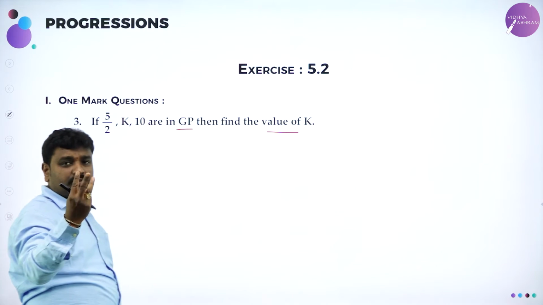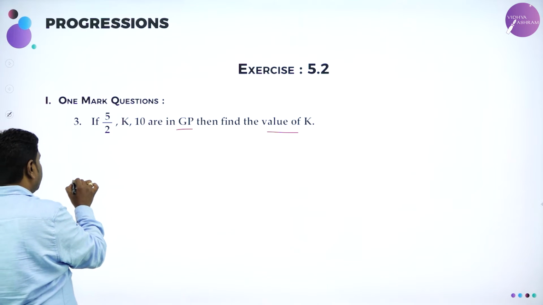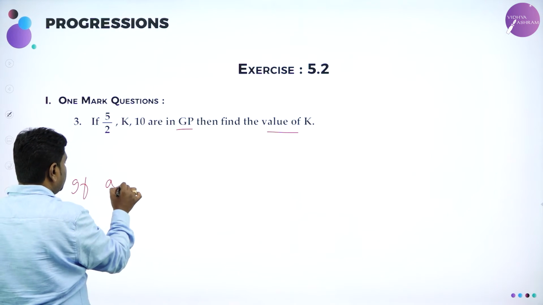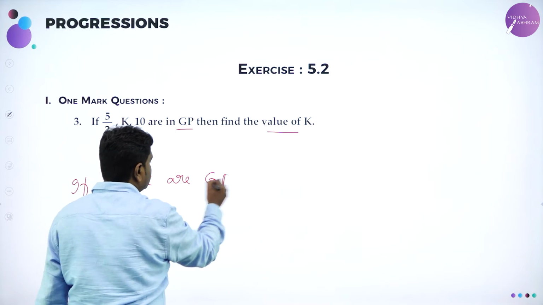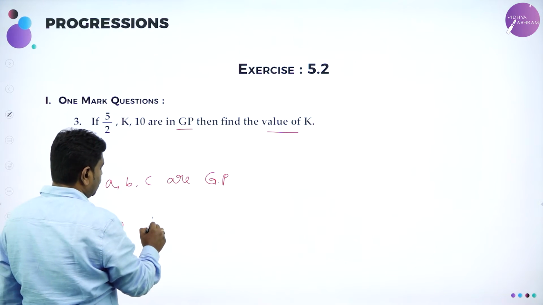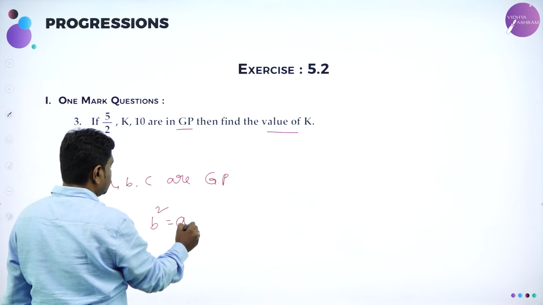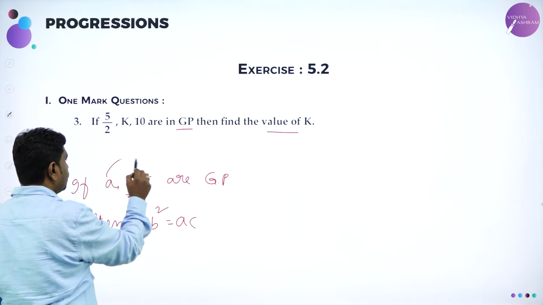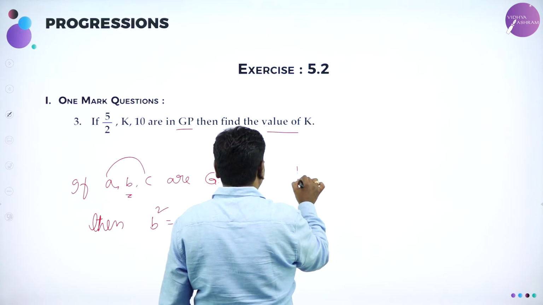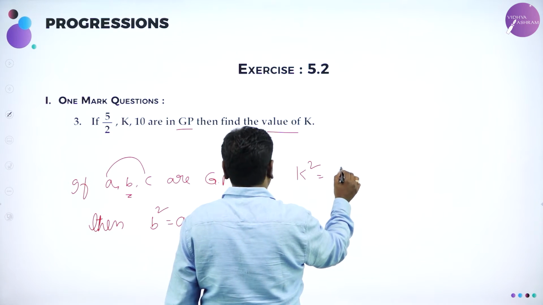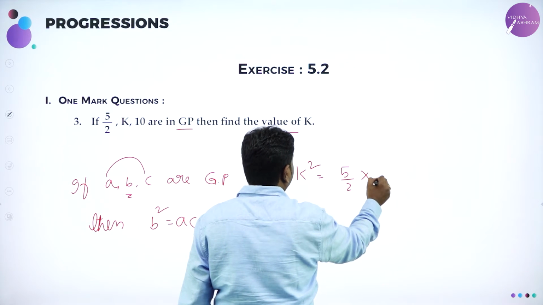They told there are 3 terms in GP. So remember, if A, B, C are in GP, these 3 terms are in GP, then we have a formula: B square is equal to AC. That means the square of the middle term is the product of the other two. Same thing we'll use. So middle term square, K square is equal to 5 by 2 into 10.